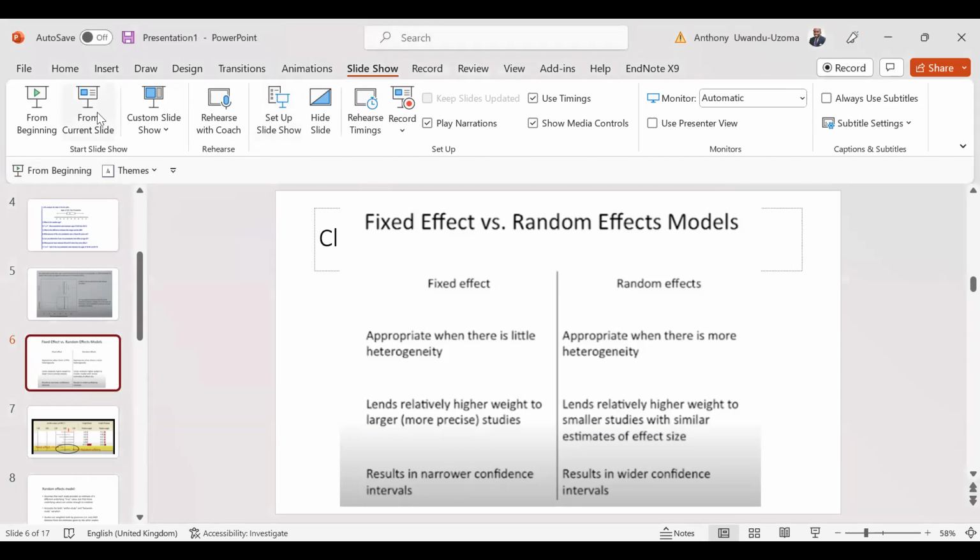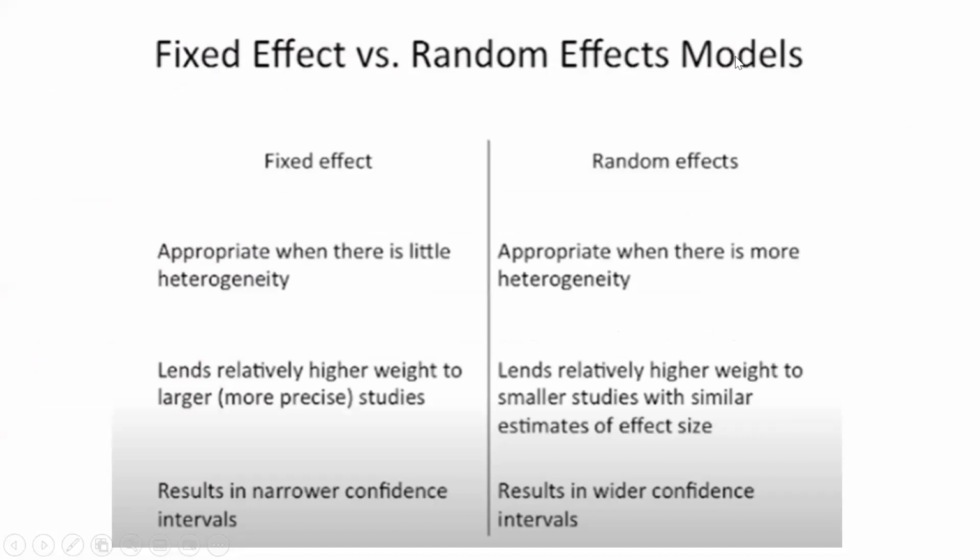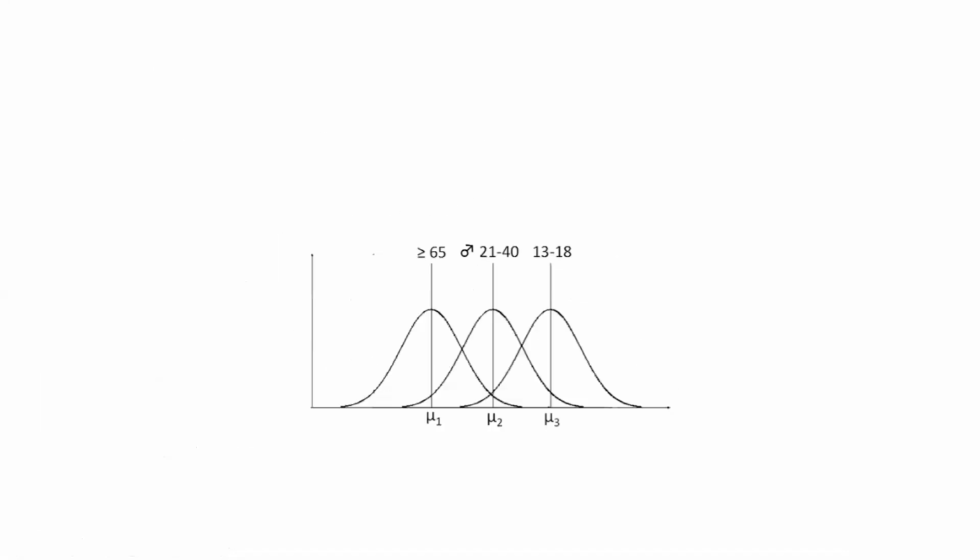Okay. So I was talking about fixed effects and random effects. From the last video we did, we talked about heterogeneity. Heterogeneity is when you are trying to combine studies that are entirely different. So let me show you an example of studies that are entirely different.